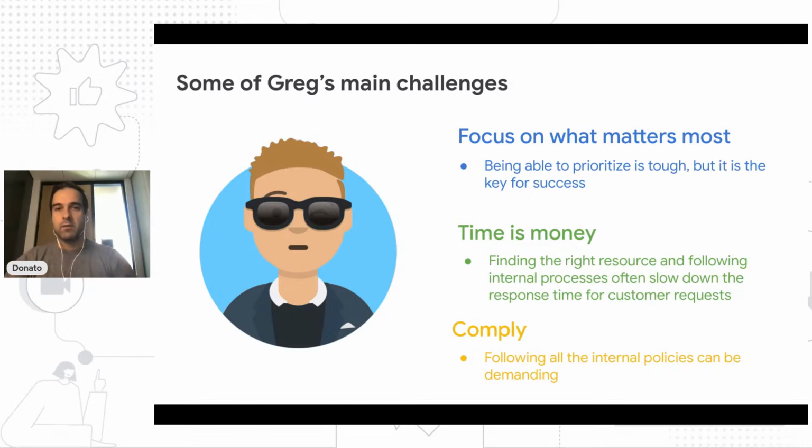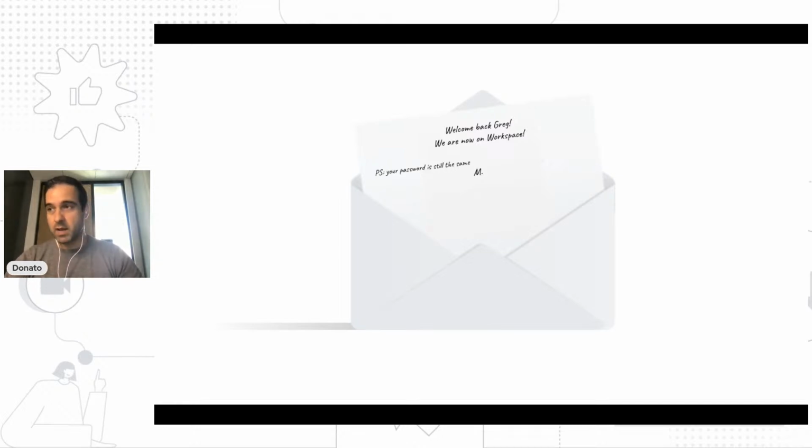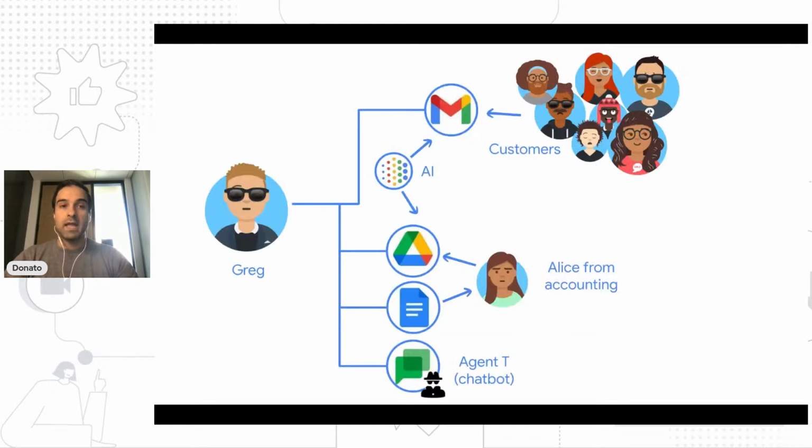So today we'll see how Greg went on paternity leave and came back after a few months just to discover that his company went Google, so started adopting Google Workspace. And he received his change management plan that was quite light. Now, of course, full disclosure, we strongly suggest a very rich change management plan. But in this case, Greg was not that lucky. So we will see today how Google and AI will help Greg by automating some of these tasks that would make his interactions with customers and internal colleagues way easier and more productive.